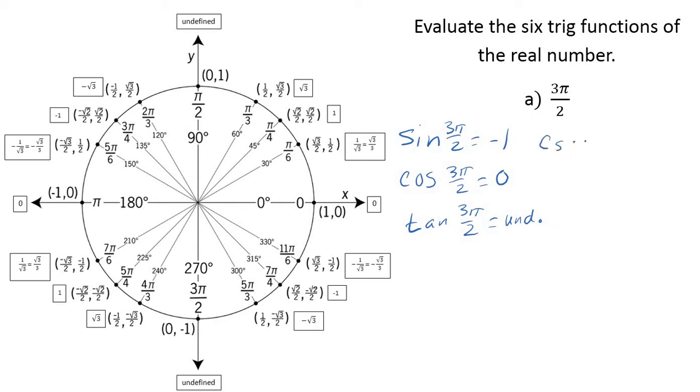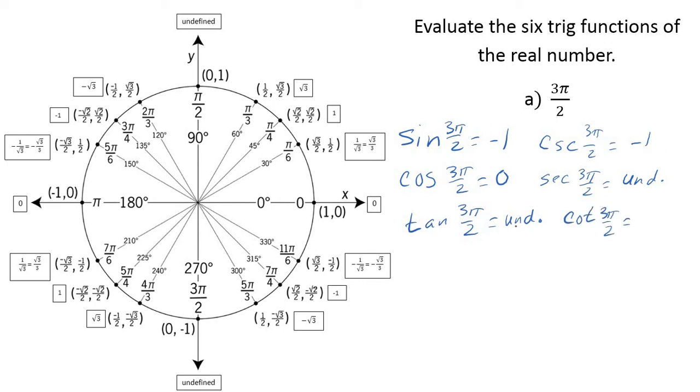Cosecant of 3 pi halves, well, it's just the reciprocal. What's the reciprocal of -1? It's still -1. Not too bad. So secant of 3 pi halves, well, what's the reciprocal of 0? So we've got to be a little careful here. That is undefined.